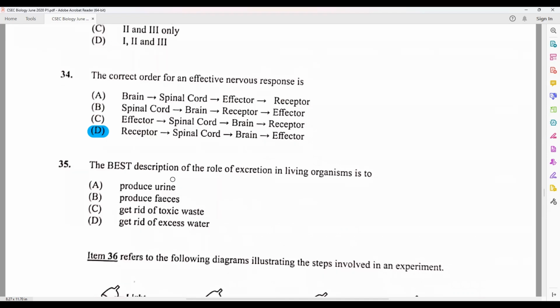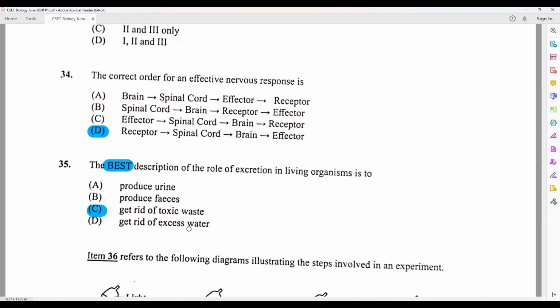And the best description of the role of excretion in living organisms is to get rid of toxic waste. The best description, the best. Remember, urine is not the only type of waste produced in living organisms. Feces, well, that has nothing to do with excretion. Feces is egestion. Get rid of toxic waste. Yes, that's the correct answer.